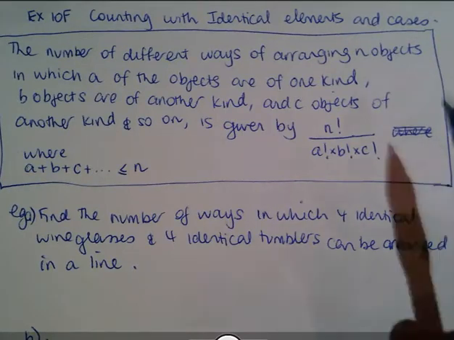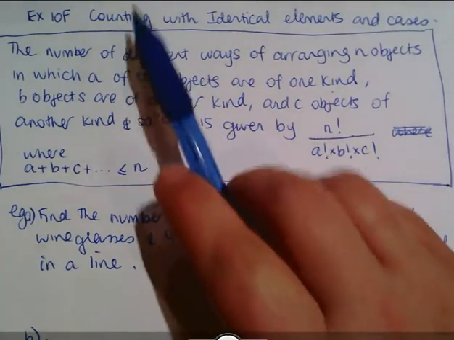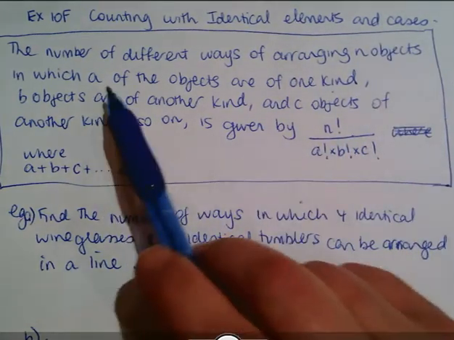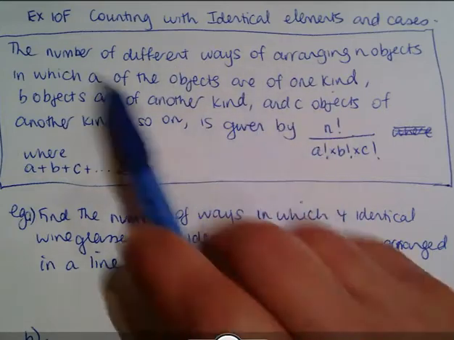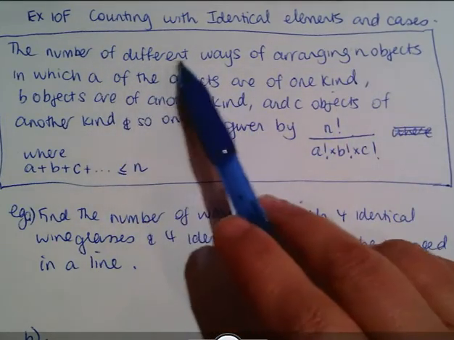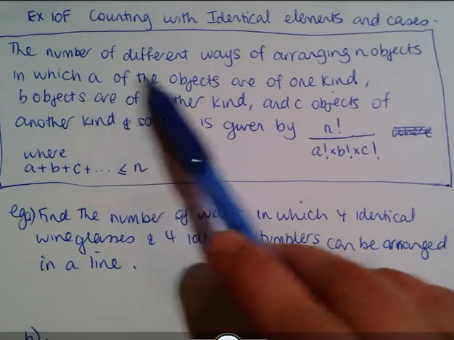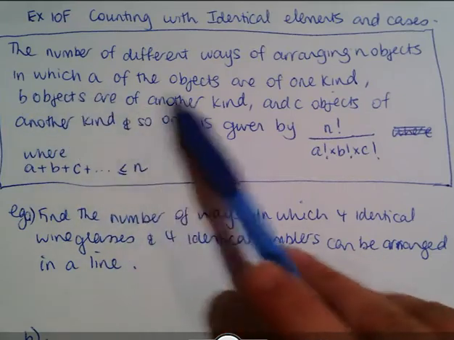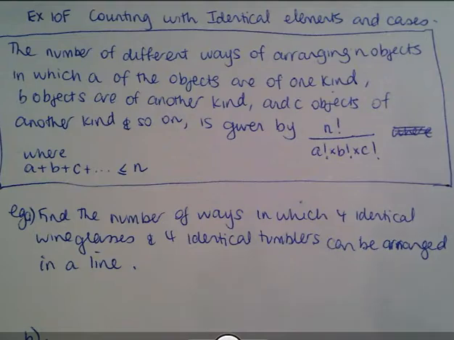Okay, this exercise 10F, again, it's counting, and we're looking at permutations where order matters. And in this exercise, we're counting with identical elements and cases. So what that means is if we have n different objects, the number of different ways of arranging n objects in which A of the objects are of one kind, B objects are of another kind, and say C objects are of another kind, and so on.